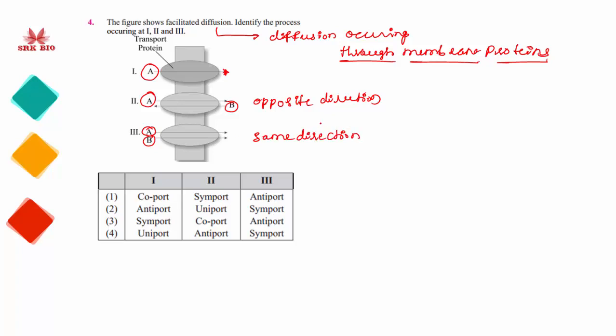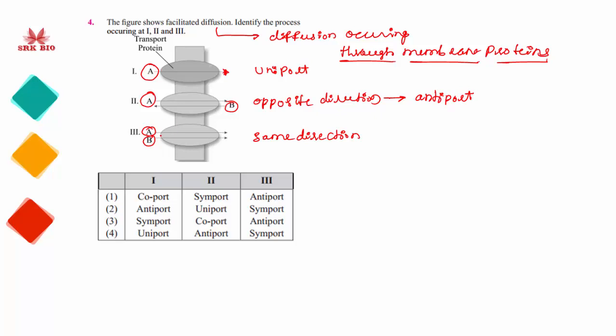So depending on that, we need to identify what this diagram is indicating or explaining. So movement of one molecule through the transport protein, whether it may be inward movement or it may be outward movement, the movement of single molecule is called uniport. The 2 molecules are moving in opposite direction. Because they are moving in the opposite direction, this is called antiport.